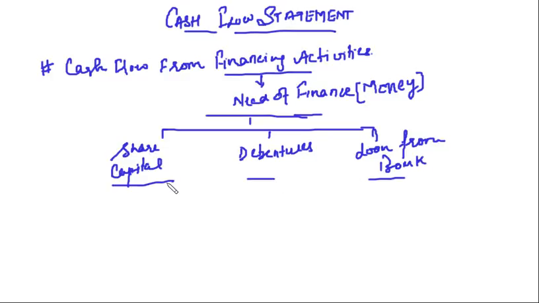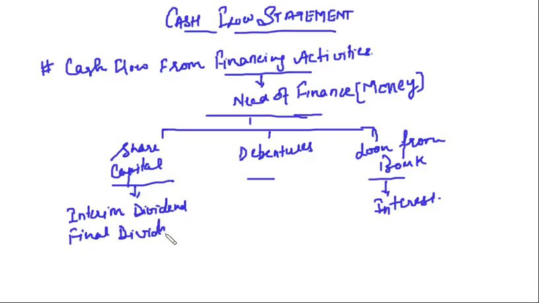Now if we are taking money, this share capital and debentures we are taking from outside. That is, we are taking from public, and loan we are taking from bank. Now you know that when we take loan from bank, they charge interest on that. Similarly, on the share capital and debentures, this we are taking from the public, and this is not free of cost. Public money is not free of cost. You have to pay them something, right? So in case of share capital, what we pay is interim dividend, that is dividend paid during the year, and final dividend. Clear? In case of debentures, what we pay is interest.